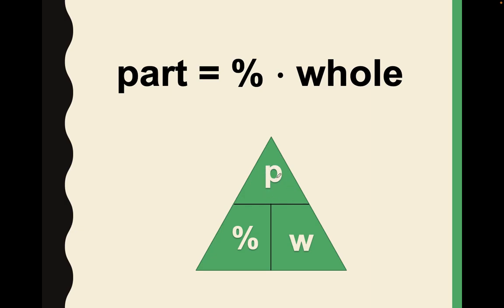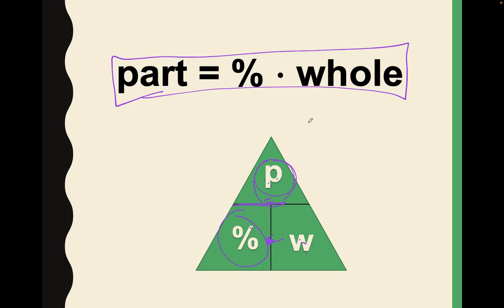P on top is the part, which equals the percent times the whole. If you know the part and the percent and you're trying to find the whole, when you have one number on top and one number on the bottom, you divide those two numbers. So the part divided by the percent gives us the whole, or the part divided by the whole gives us the percent. And lastly, the percent times the whole, since they're next to each other, we multiply them to give us the part, which is what the original equation says at the top.